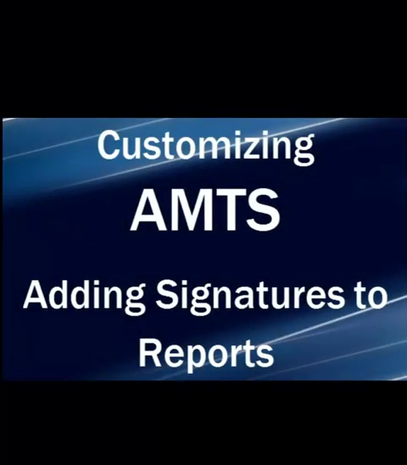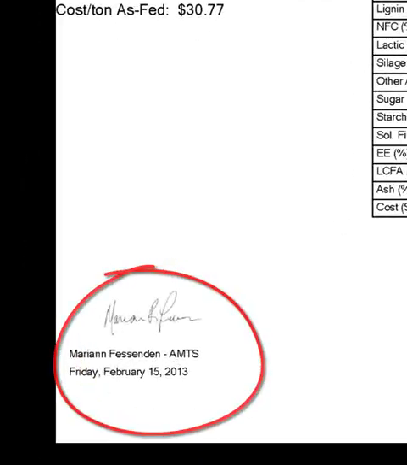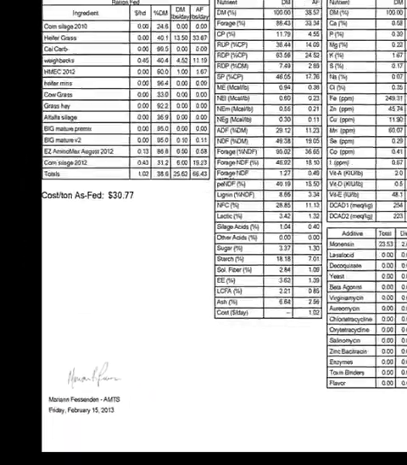Today I'm going to demonstrate how to add a signature line to selected reports. This is a handy feature that allows you to further customize reports for your clients. To set this up, first you need a signature saved as a JPEG file.